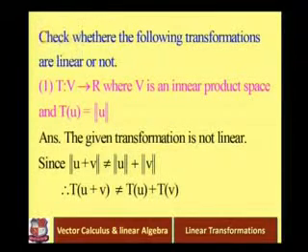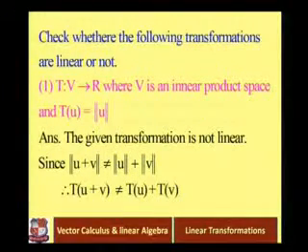So let's solve some important examples, to check whether the given transformations are linear or not. The first one is T from V to R, where V is an inner product space and T of U is equal to norm U. Mind it, V is an inner product space, so it satisfies all four conditions of an inner product space, which you have to remember. T of U is equal to norm U. Now the question is, is it a linear transformation or not? And the answer is no.